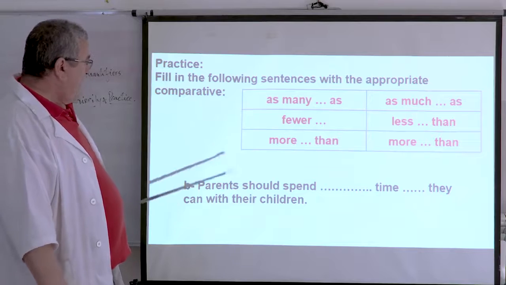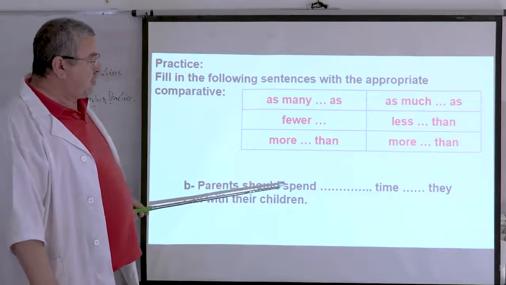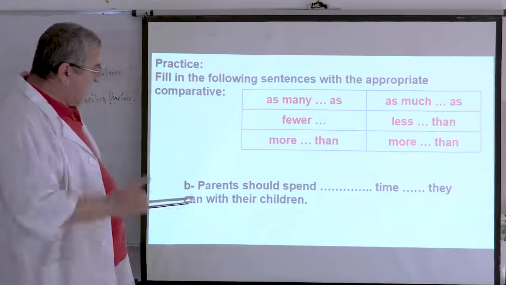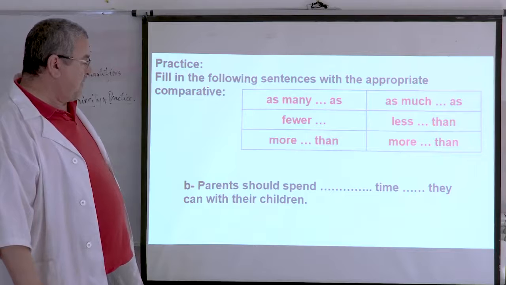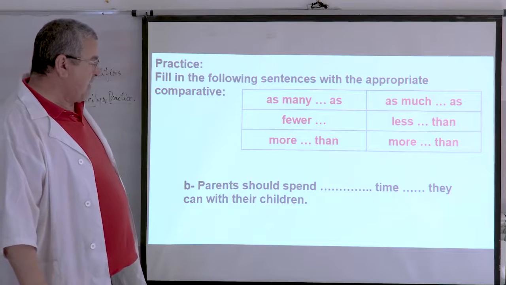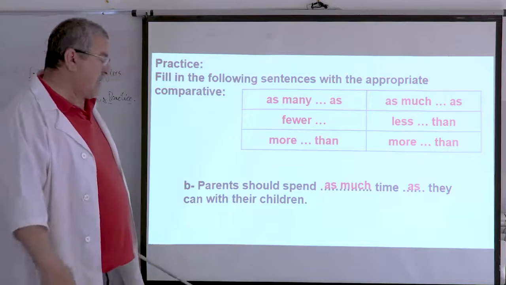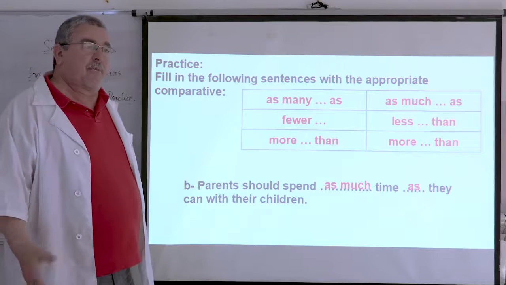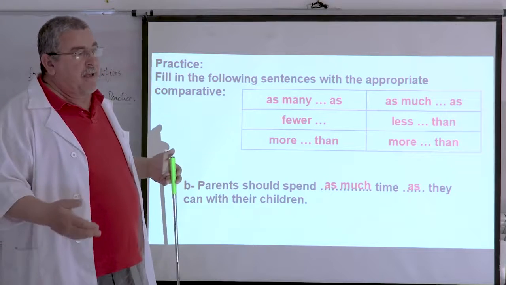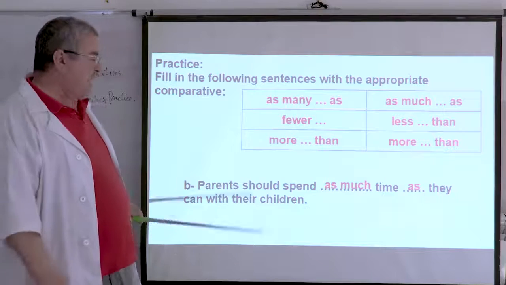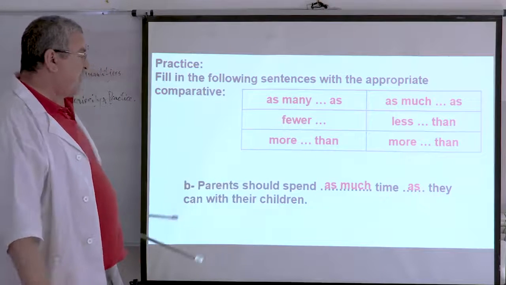Following example. Again, the list of quantifiers is here. Sentence B. Parents should spend time they can with their children. So how much time should parents spend with their children? As much time as they can with their children. Because you know, if parents don't talk with their children, that creates some problems in the family. So this is why parents should spend as much time as they can with their children.